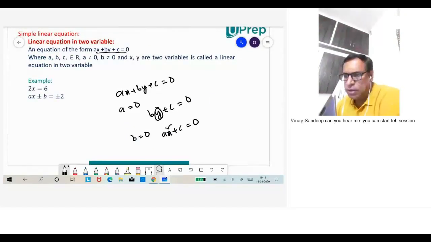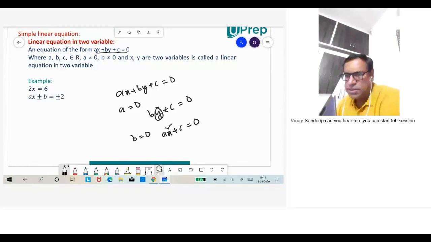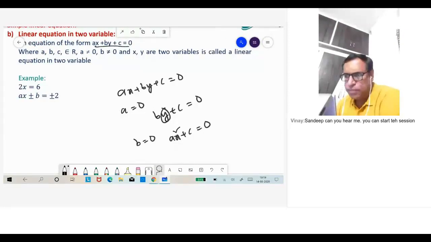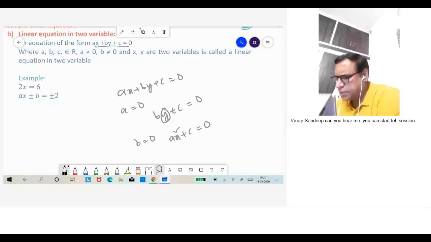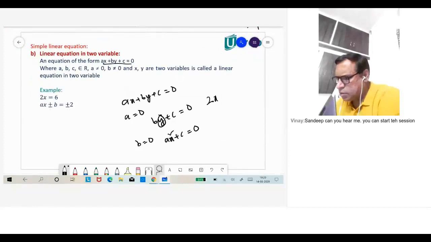So it's very important to understand, while defining a linear equation in two variables, that the generalized form is an equation of the form ax plus by plus c equal to 0, where a, b, c belong to real numbers, a not equal to 0, b not equal to 0. c can be 0 also, something like 2x plus 3y equals 0. It's a linear equation. The degree of the variable is 1, and it contains two variables, x and y. That's the reason we call it a linear equation in two variables.